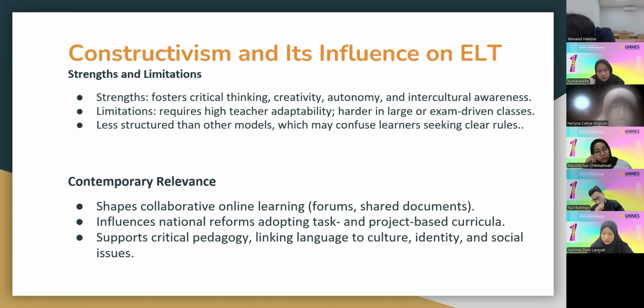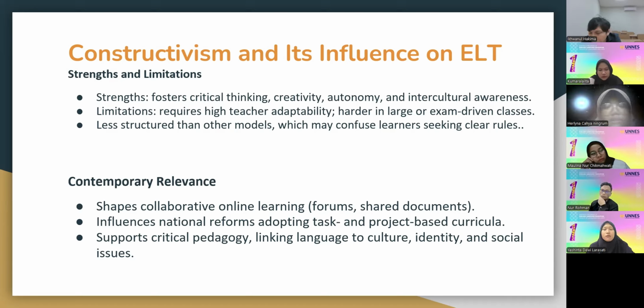And the strengths and the limitations of constructivism. The strengths: it cultivates critical thinking, creativity, learner autonomy, and intercultural sensitivity, aligning well with the 21st century education paradigm. And the limitation: it requires high teacher adaptability and may be challenging in large or examination-driven classrooms. Its less structured nature can confuse learners seeking explicit rules.